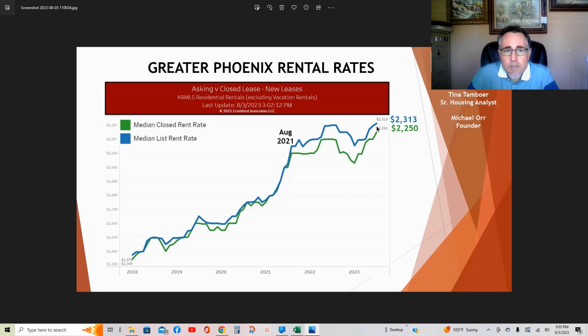So let's get started with the presentation here. The median closing rental rate in the Phoenix market is $2,250 per month. So that's currently what most people are paying.